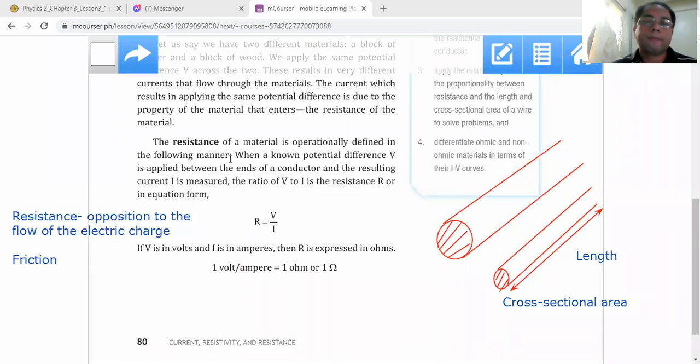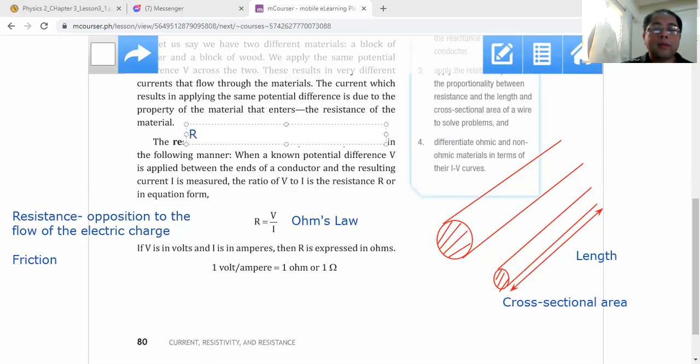So the resistance of a material is operationally defined in this way. There's this thing called V over I, and I think this V over I is known as the Ohm's law principle. That's how they describe R. So R denotes this variable called resistance. Usually that's how they label the resistance.